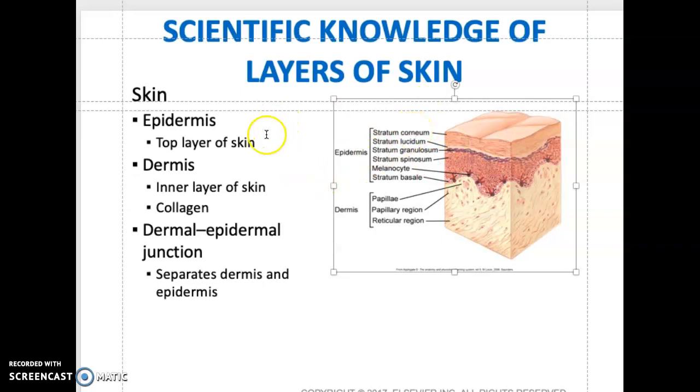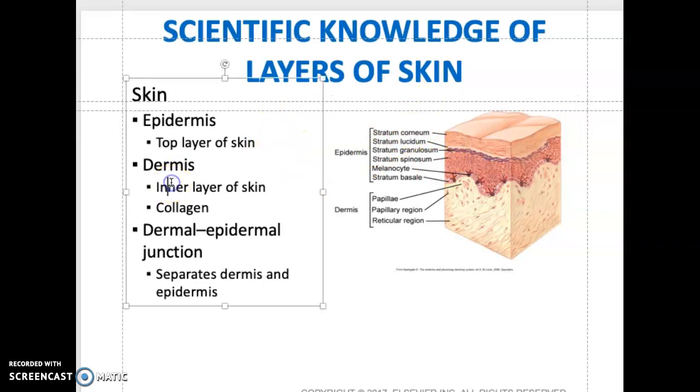So the dermis is considered the inner layer of the skin, and the dermis consists of connective tissue and collagen. In the dermis, you have numerous nerve endings that are present. The dermal-epidermal junction separates the dermis from the epidermis.